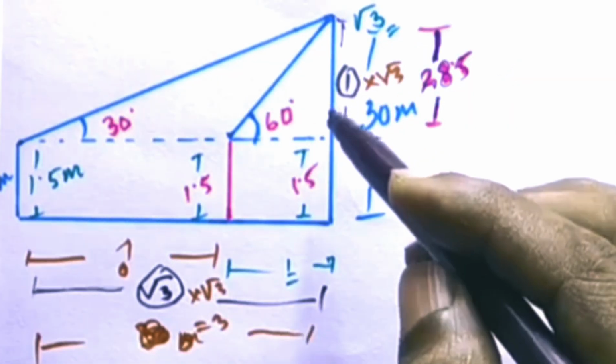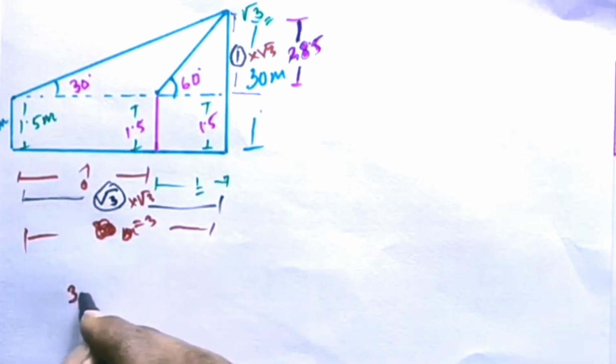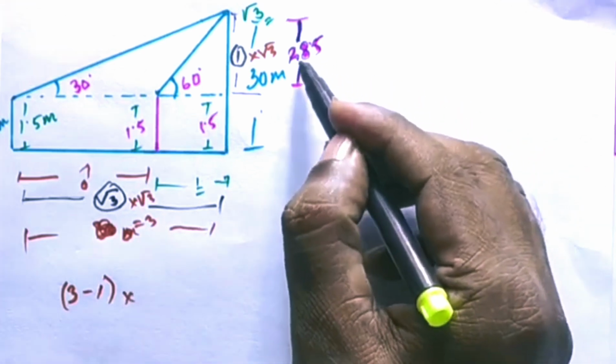Now we have to find out this. So our ratio is 3 minus 1 into the given value, which is 28.5.